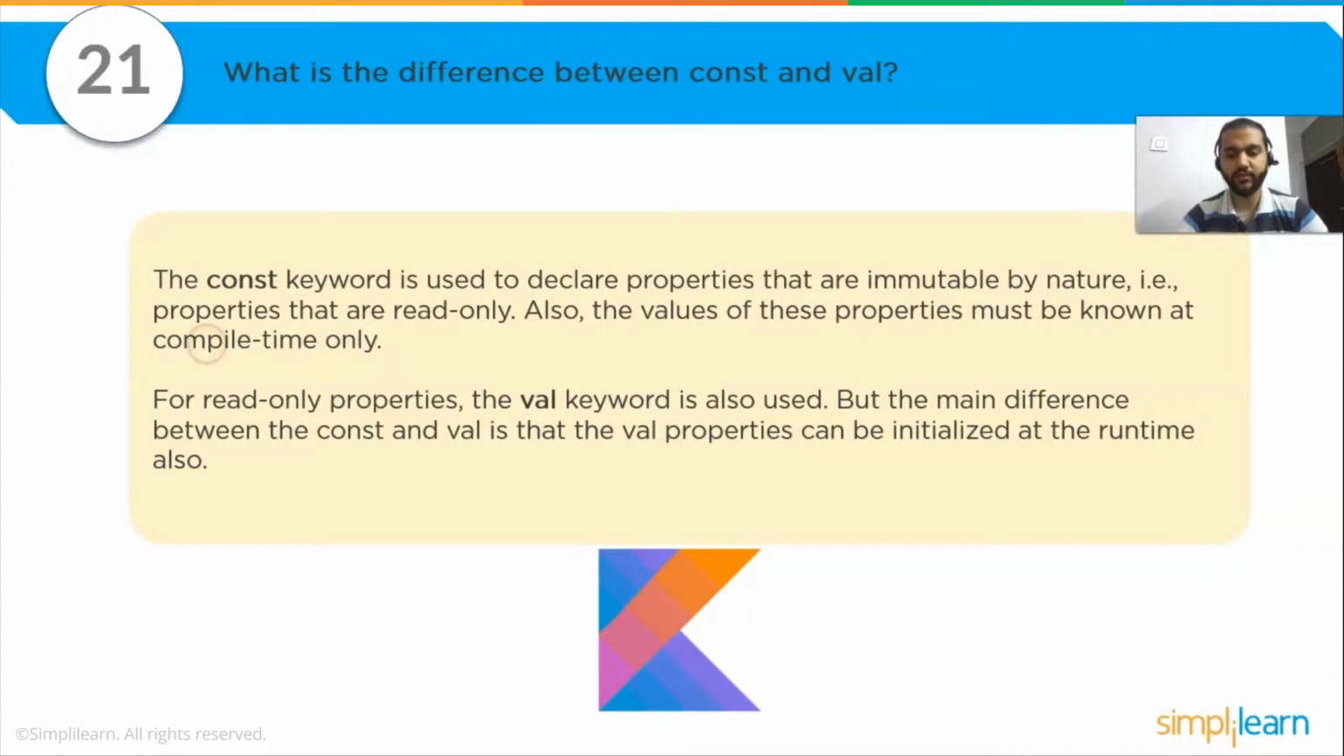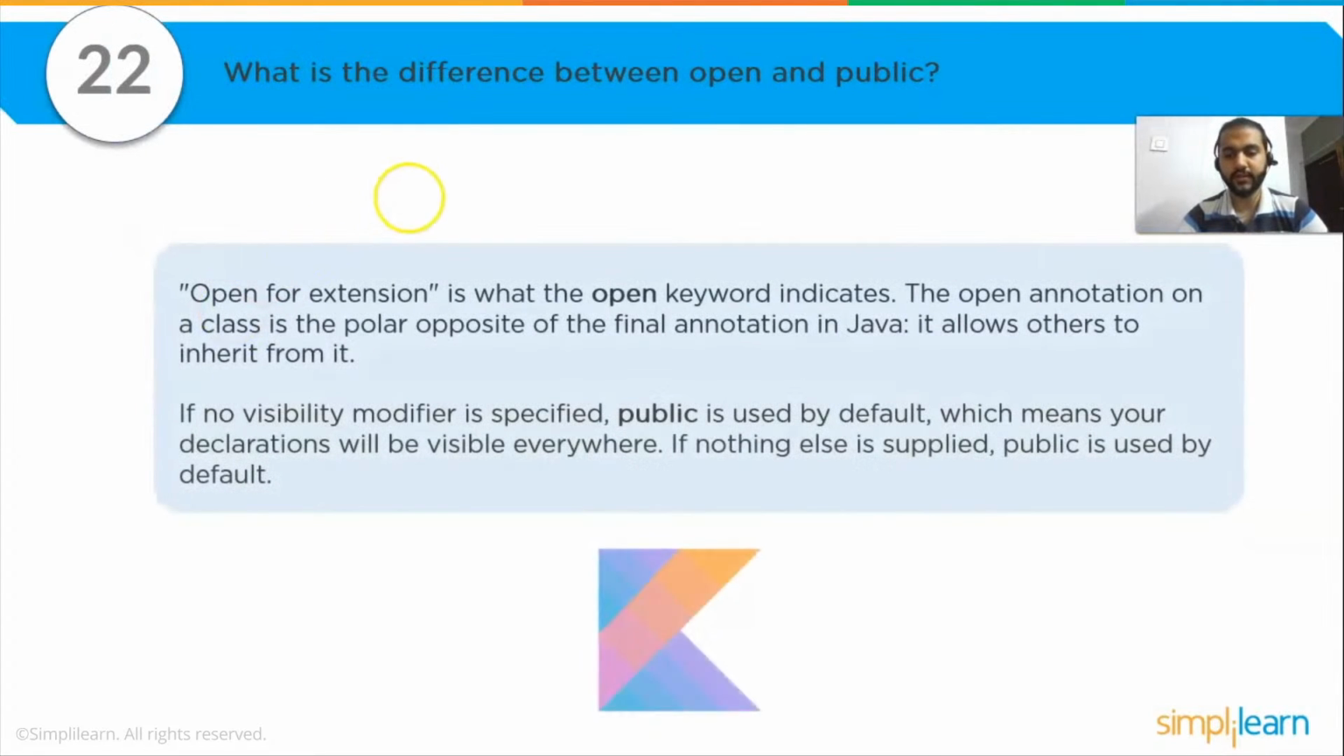Coming to the 22nd question, which is, what is the difference between open and public? Open for extension is what the open keyword indicates. The open annotation on a class is the polar opposite of the final annotation in Java. It allows others to inherit from it.